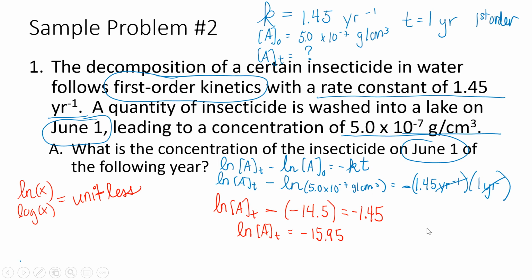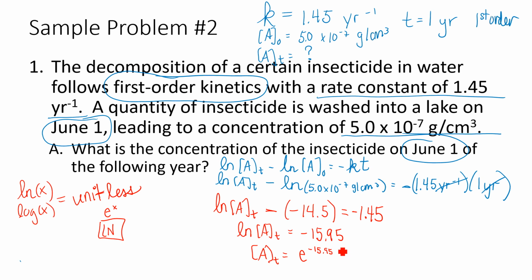So how I'm going to solve for this is, what's the opposite of a natural log? It's doing e to the. If you look on your calculator, it's going to look different on different calculators, but you might see a button that says ln, and then right above it, it might say e to the x. Again, each calculator is different, but these are opposite functions of each other. So the opposite of natural log is raising e to that value. To solve for the concentration at time t, I'm going to raise e to the power of negative 15.95.